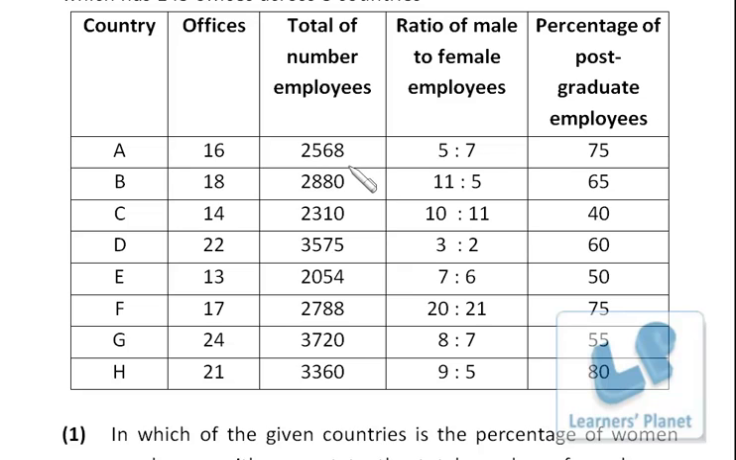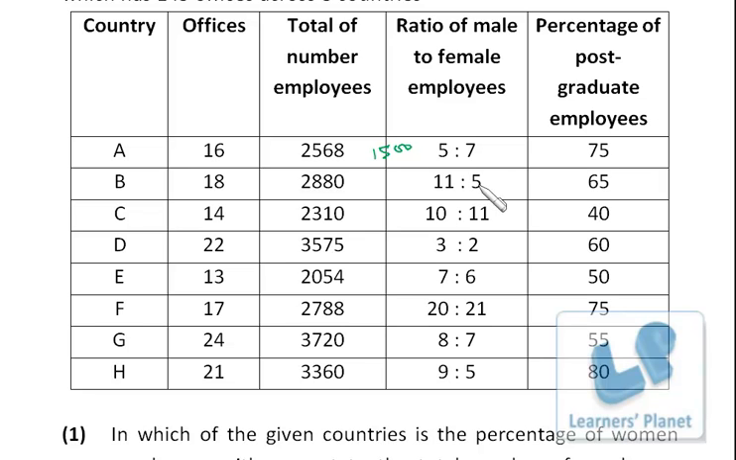Here 2568 is the total number of employees, and female employees are 7 by 12, right? 7 is the female part and total is 12, so 7 by 12. So 2568, if we divide it by 12, the figure will be something more than 200, because 12 2s are 24, but that's much more than that. So 200-something into 7, I can say it's around 1500 female employees.